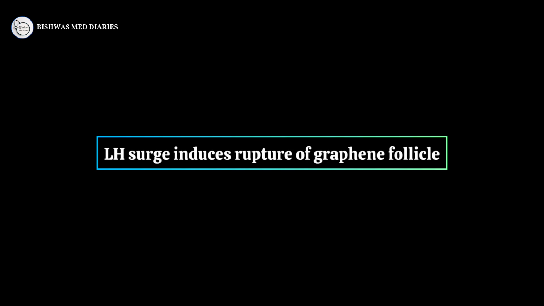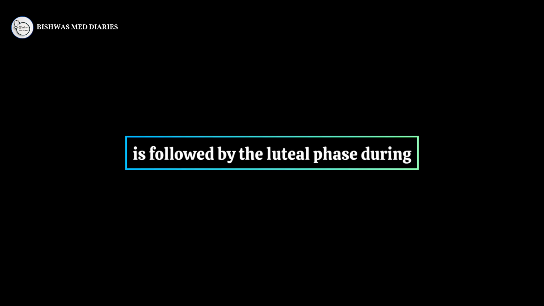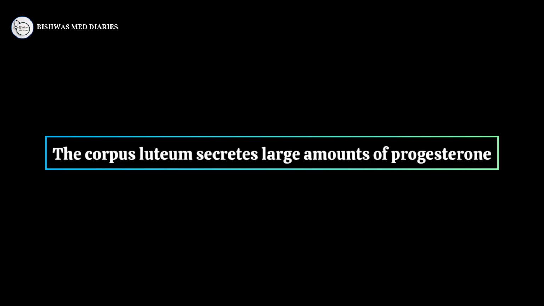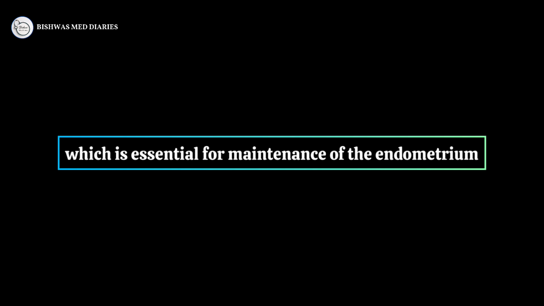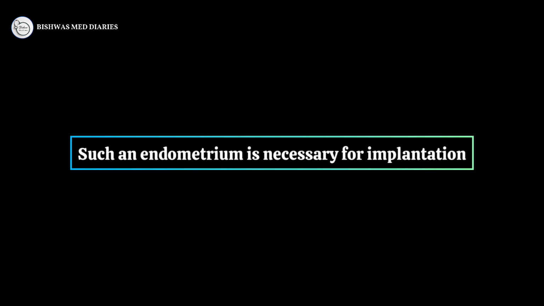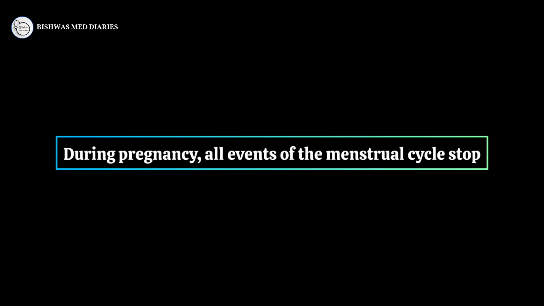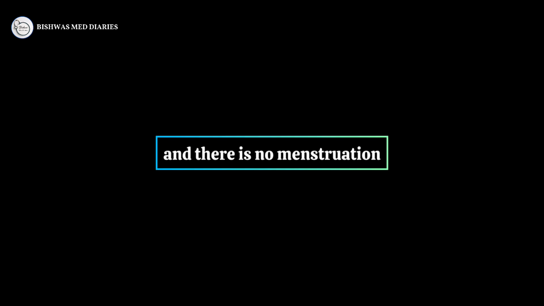Rapid secretion of LH leading to its maximum level during the mid-cycle, called LH surge, induces rupture of Graafian follicle and thereby the release of ovum, that is also known as ovulation. The ovulation is followed by the luteal phase, during which the remaining parts of the Graafian follicle transform as the corpus luteum. The corpus luteum secretes large amounts of progesterone, which is essential for maintenance of the endometrium. Such an endometrium is necessary for implantation of the fertilized ovum and other events of pregnancy. During pregnancy, all events of the menstrual cycle stop and there is no menstruation.